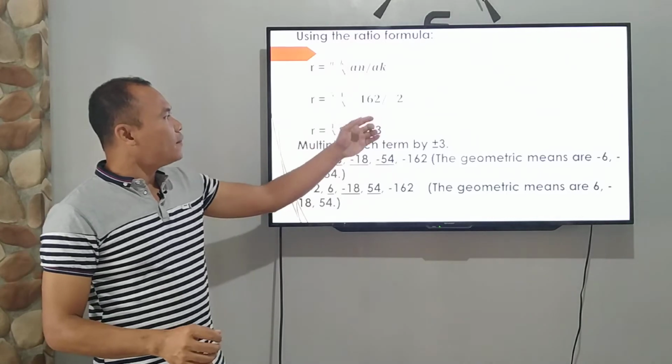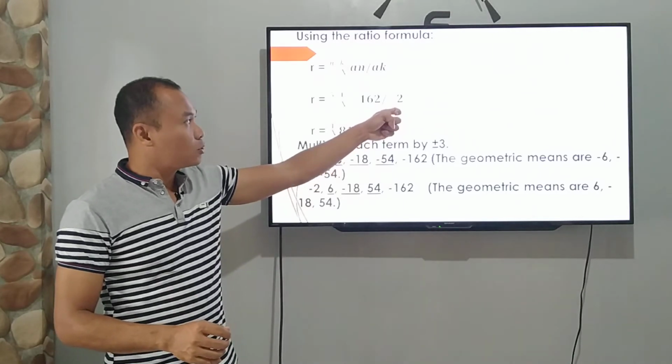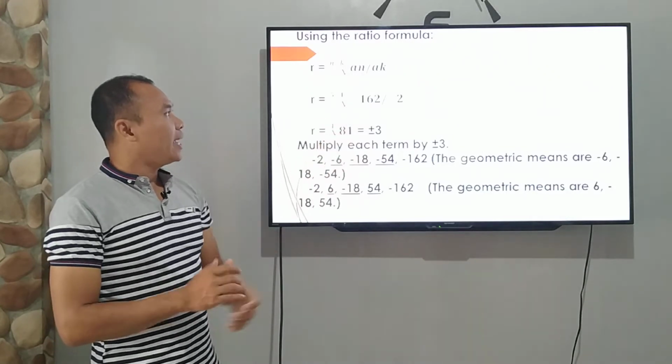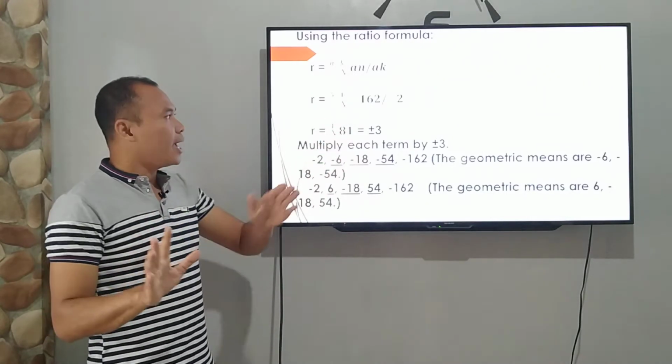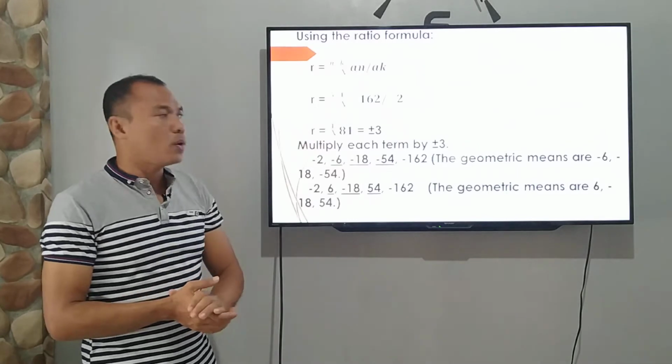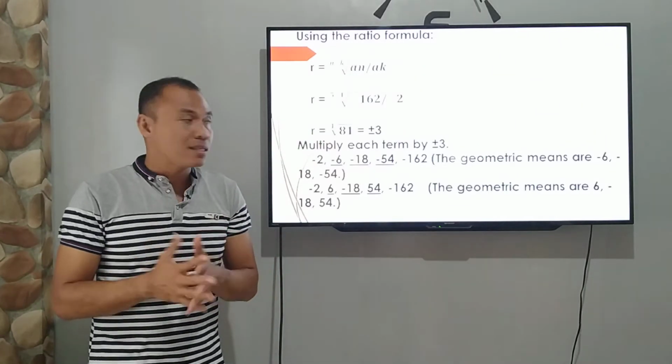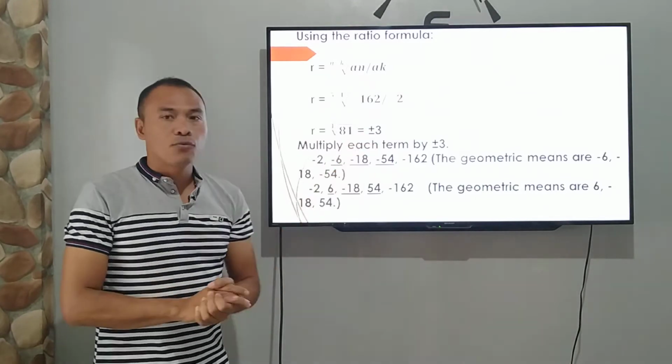So we have 162 divided by 2, negative siya, but the quotient is 81. Okay, again, 5 minus 1 is, we have 4. So the fourth root of 81 is positive or negative 3.